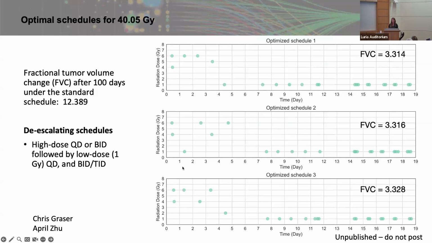And this is all work in progress by Chris, who is here, where we're now looking at optimized schedules for this 40.05 gray schedule, where we have already identified several candidate schedules that are predicted to significantly outperform this standard fractionation schedule. Those that are optimized look like the de-escalating schedules are best, where we start with high dose and then later on have lower dose, but more frequent fractionation schedules.